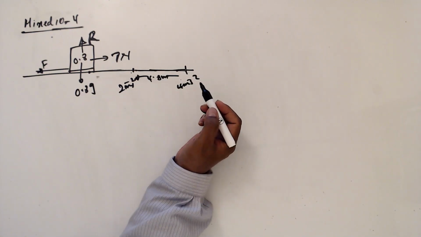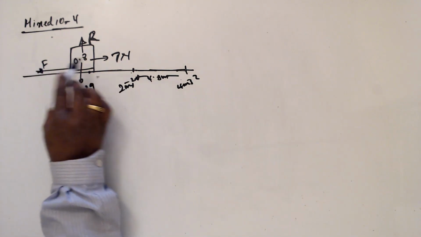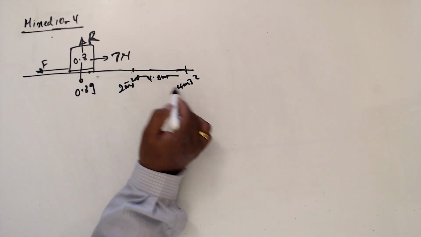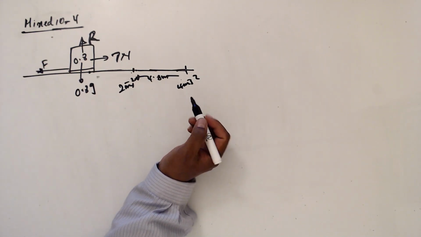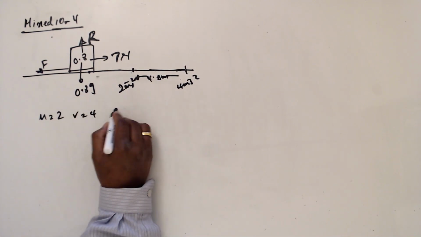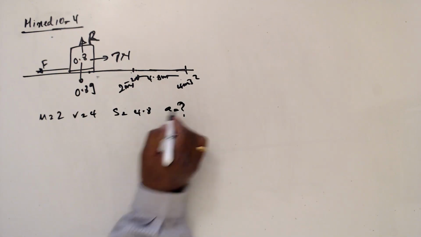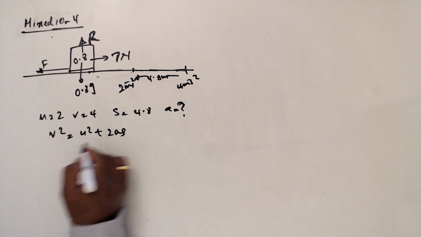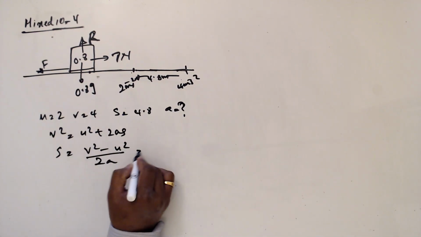Now, when we put F equal ma, we don't know the acceleration. So this data is given to find the acceleration. So we know that u equals 2, v equals 4, s equals 4.8. We need a. The best fit is v squared equals u squared plus 2as. s equals v squared minus u squared divided by 2a.